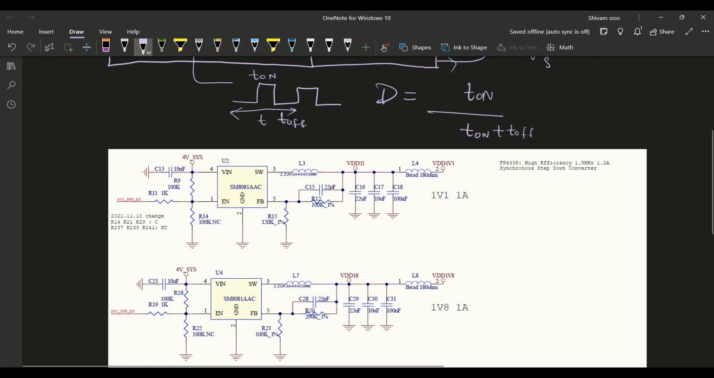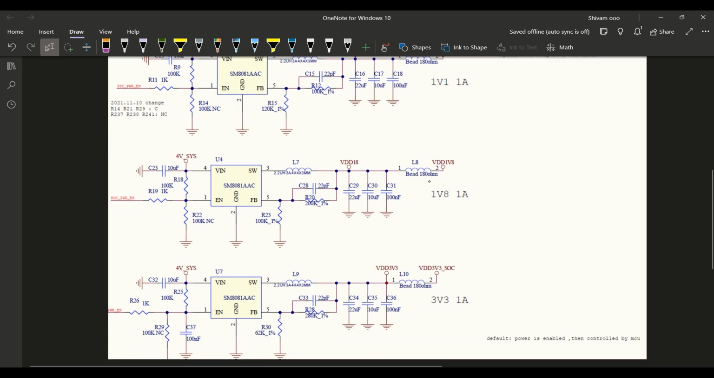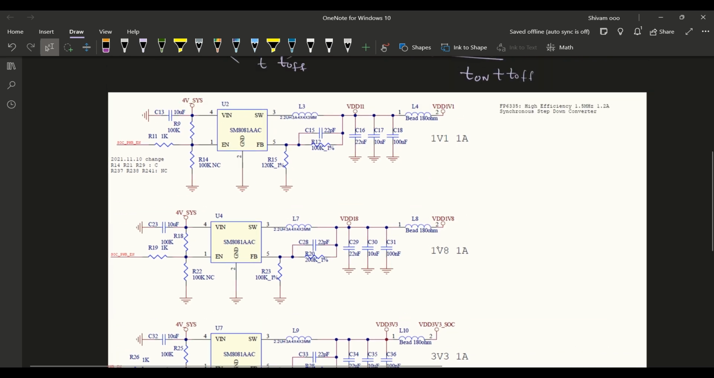That's all, and our buck converter is ready for our design. So what's there is that it is a 4 volt system voltage, and our controllers need various kinds of voltage, as you can see. We need 1.1 volt, 1.8 volt, 3.3 volt. Okay, and this is a high efficiency 1.2 amp synchronous step down converter.